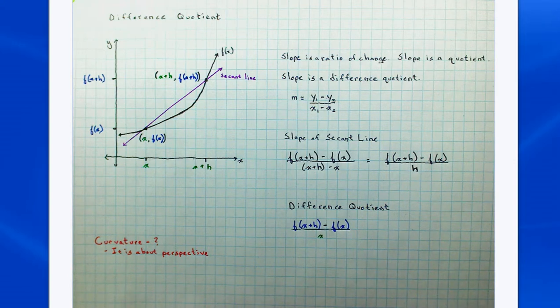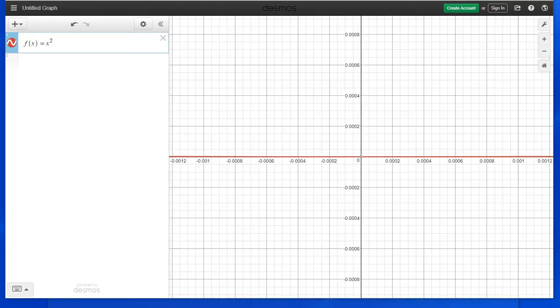So I want to talk to you about curvature. And to be able to tell you, curvature really is about perspective. It's how you are looking at something. So it's easier to just view it than to turn around and talk to you about it. So again, this is Desmos, and it's online and it's free. So here we have a line.